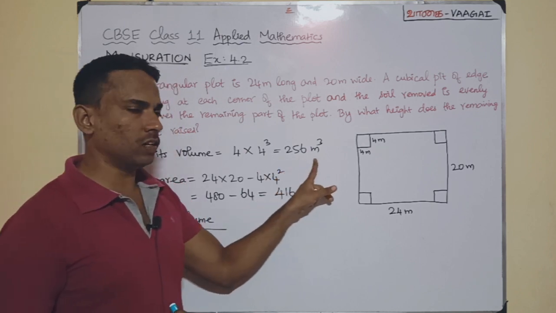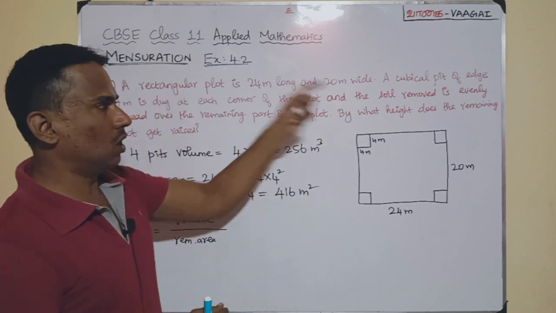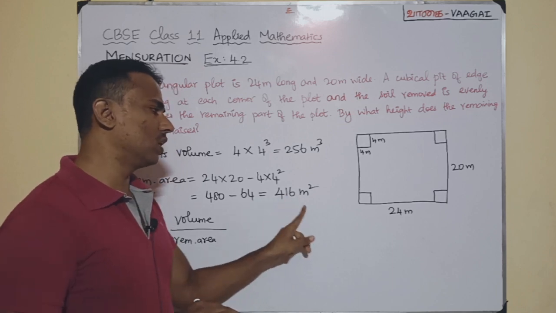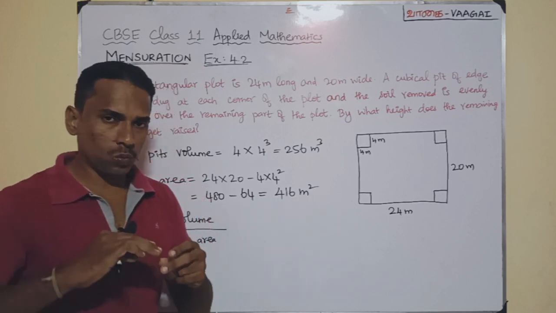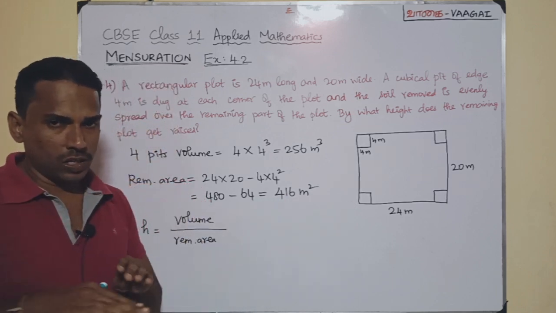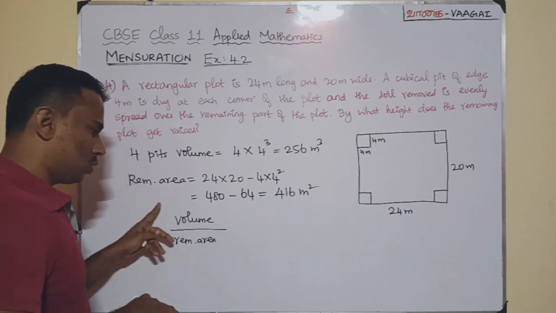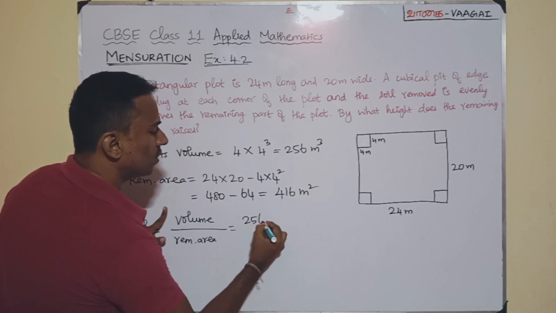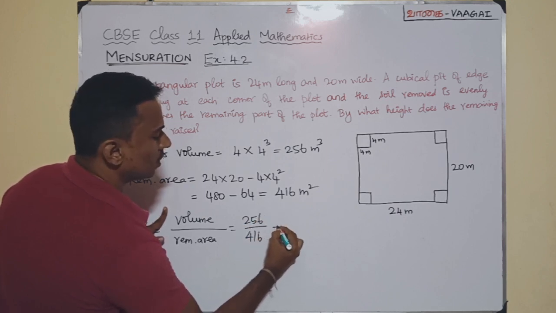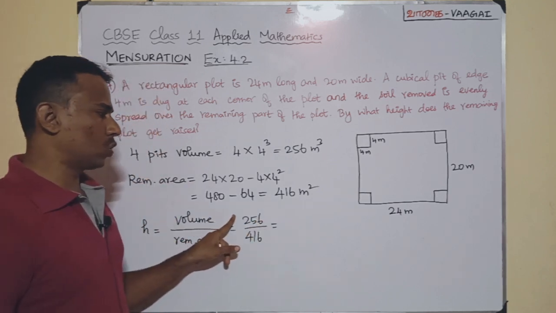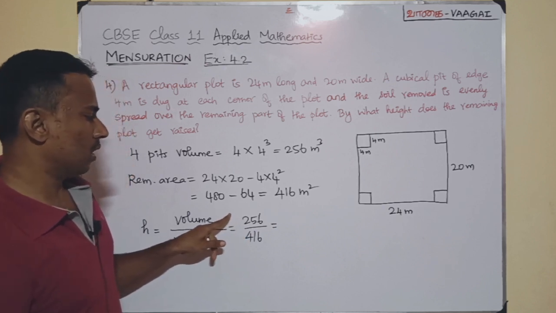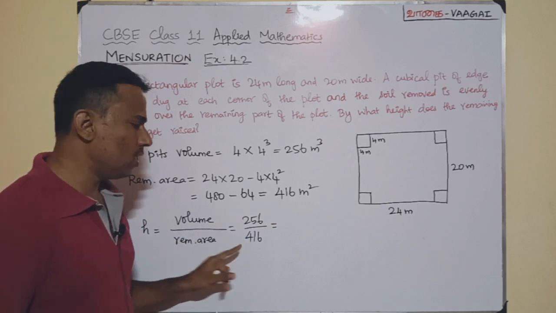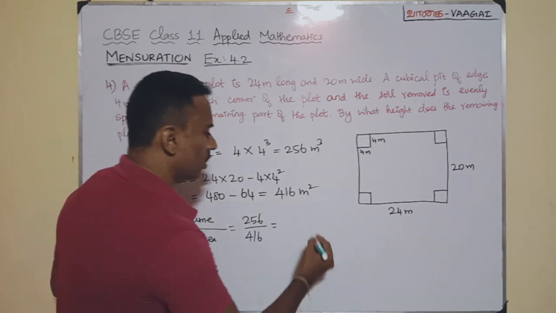So 256 meter cube of soil is going to be spread over this 416 meter square. So which means what will be the height? They will be spread evenly. To find that height is what we are doing this calculation. So this will give you the answer to be 256 by 416. And remember, this is in meter cube, and this is in meter square, right? So when I divide it, our answer will be in terms of meter only.